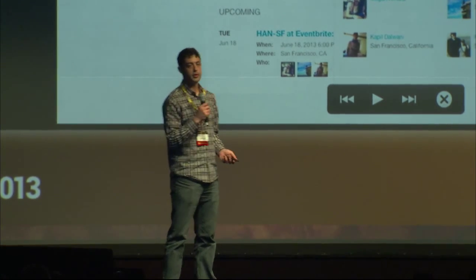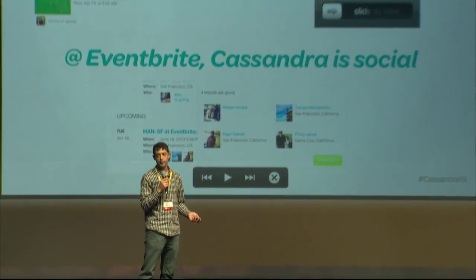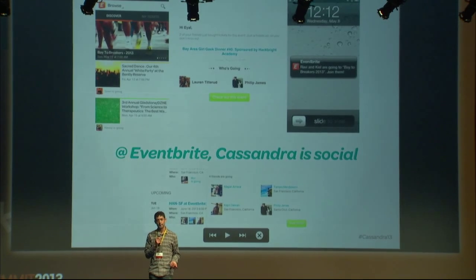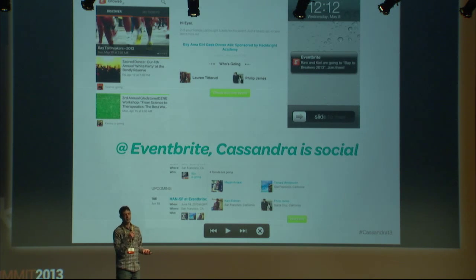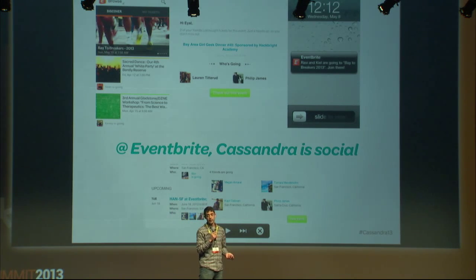Anytime a user receives an email notifying them, hey, 2 of your friends are going to this really awesome event, and we think you should check it out, that's powered by Cassandra. Anytime a user opens her iPhone and sees her list of recommended events on the Eventbrite attendee app, that's powered by Cassandra. Anytime a user goes to an event page and sees which of their friends are going to this event, that's powered by Cassandra.